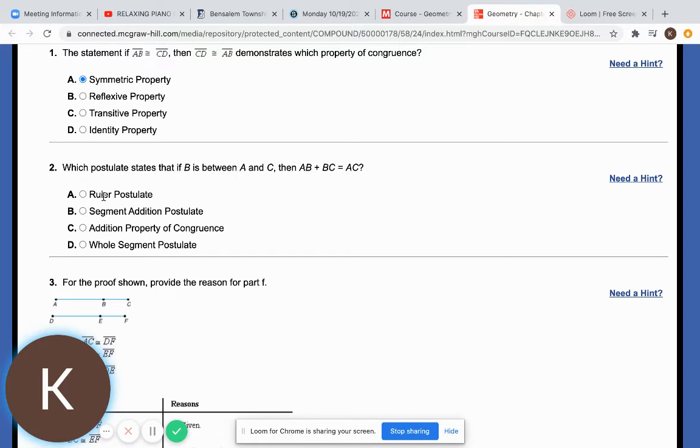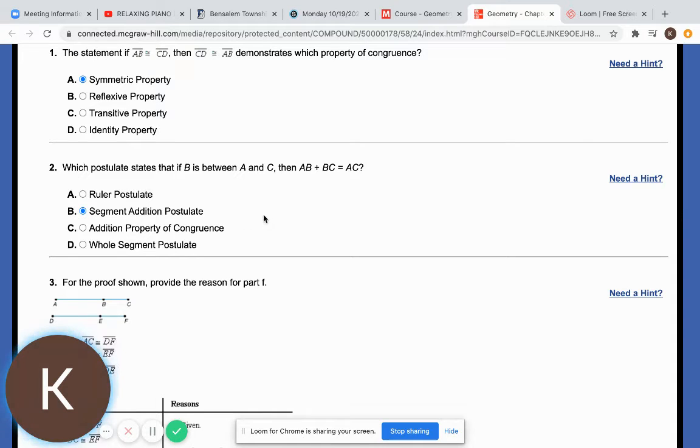No, don't forget the ruler postulate says that if you have one point of the segment on 0 and the other point is on a number, whatever that number is, that's how long the segment is. So this does not state that. So we're probably not going to say ruler postulate for this one. Segment addition postulate, you better believe it. Oh yeah, that's what it seems like to me.